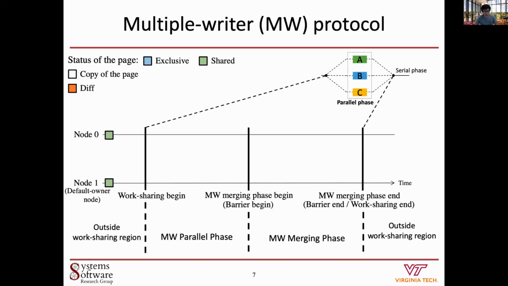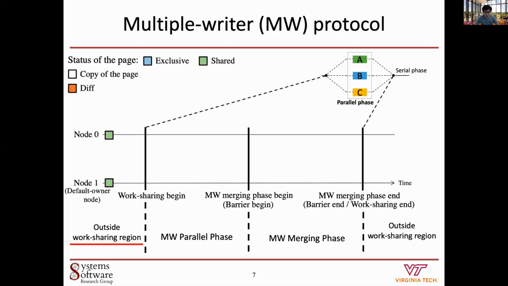In this example, we focus on a single page case. The square represents the page. The page status can be either write exclusive in blue or read share in green. The white square means a snapshot of the page. The orange square means a diff page between the snapshot and the up-to-date page. In this example, node 1 is the default owner node. Both nodes have the page read only before entering the parallel phase. When the execution reaches a parallel phase, it enters the MW parallel phase.